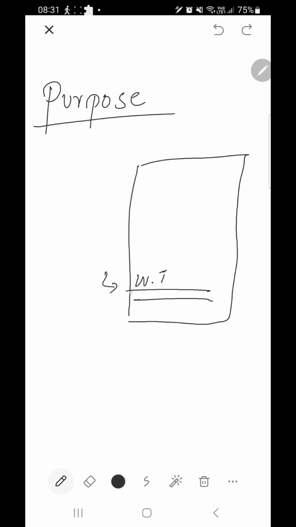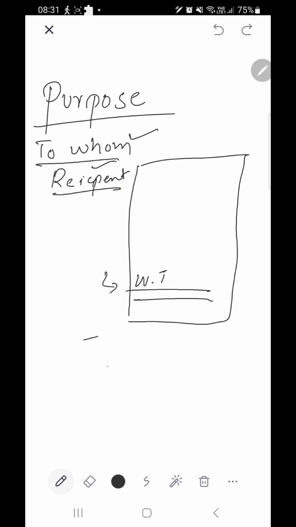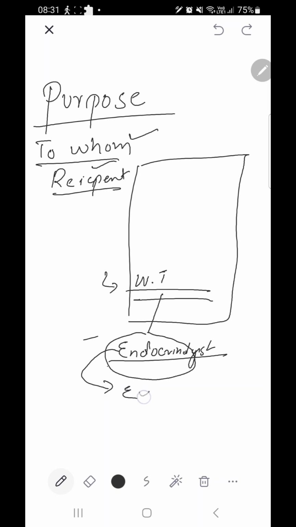In this part, you have to ask yourself three simple questions. To whom are we writing this letter? Who is the recipient? Right? Whoever the recipient is, think from this person's point of view now. And what is the issue?